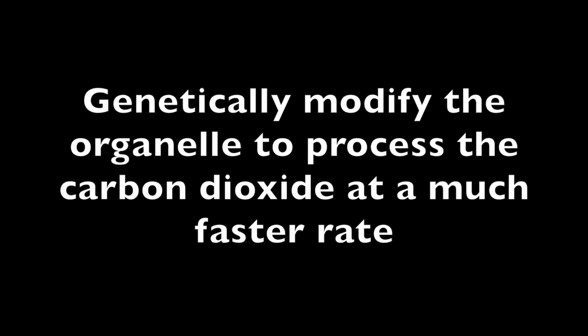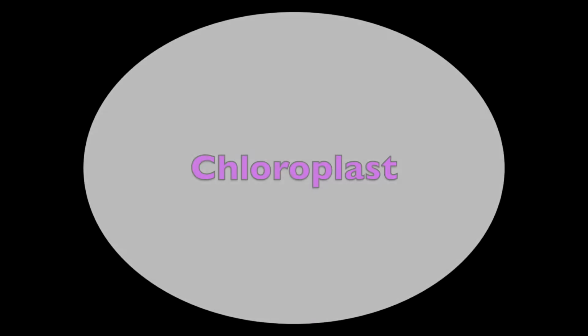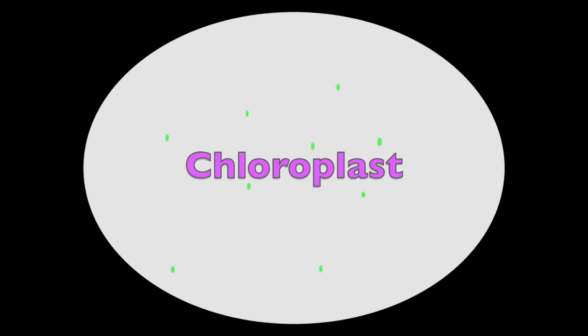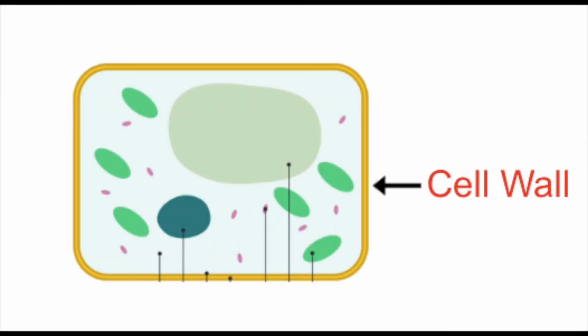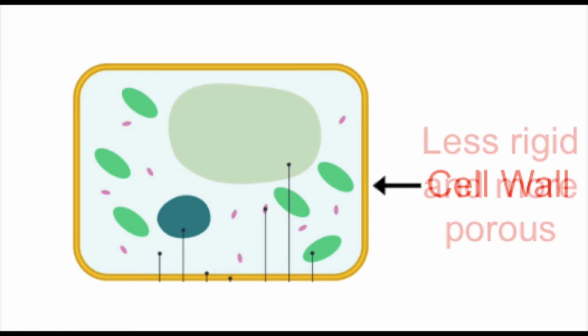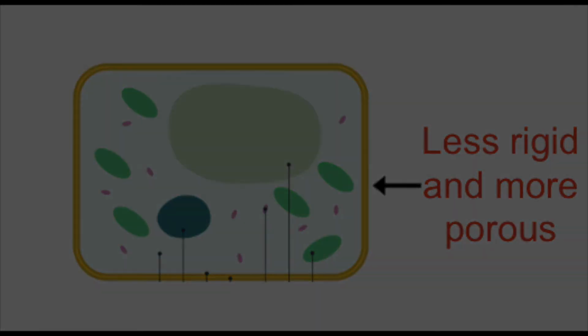To help increase and speed up the processing rate of the chloroplast, we would have to genetically modify the organelle to process the carbon dioxide at a much faster rate. This would require creating a chloroplast that has a much higher concentration of chlorophyll molecules and that has a better absorption of carbon dioxide. For the better absorption of carbon dioxide, we would want to create cell walls that are less rigid and more porous, which would allow carbon dioxide to enter easier.